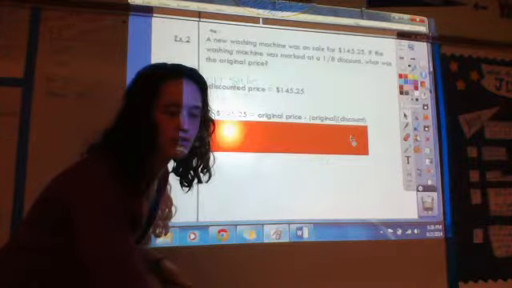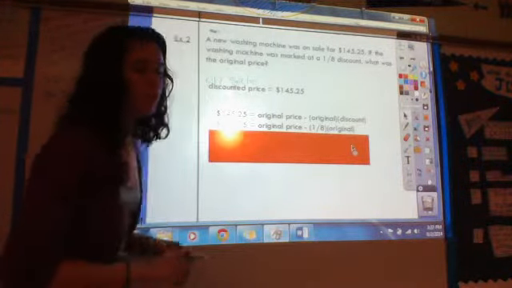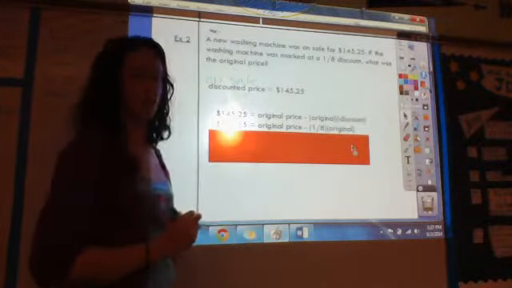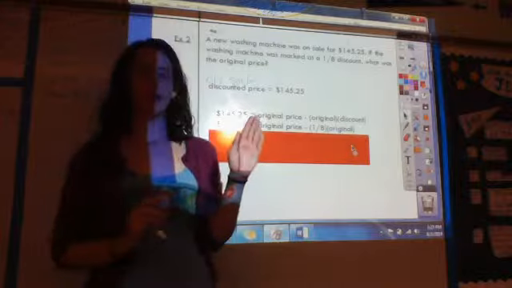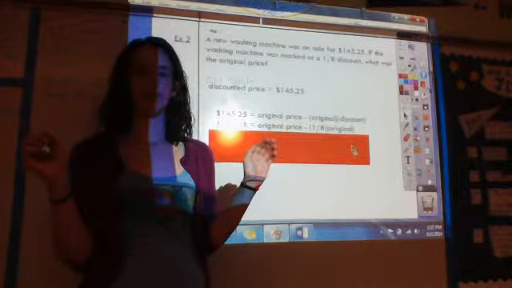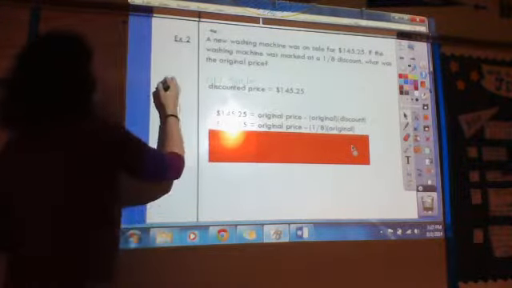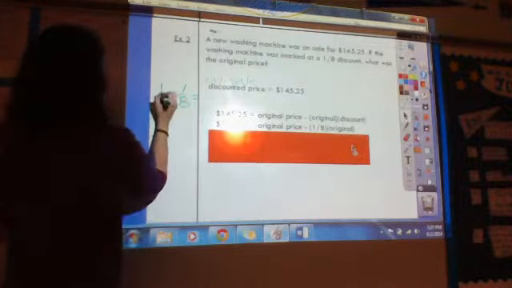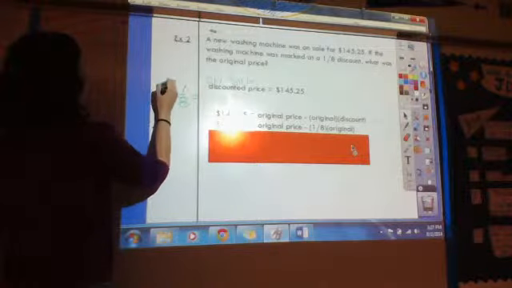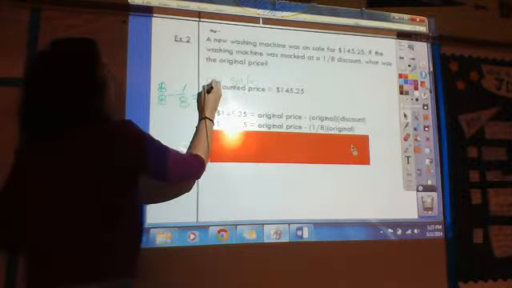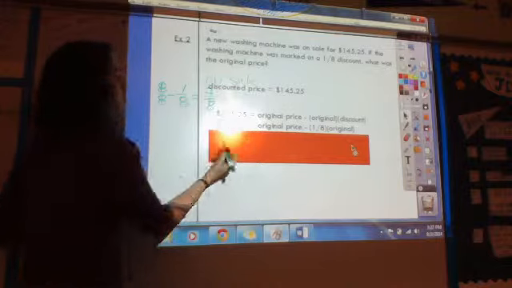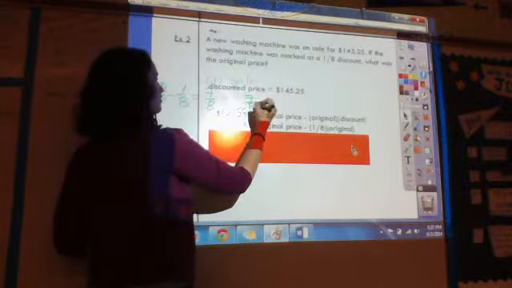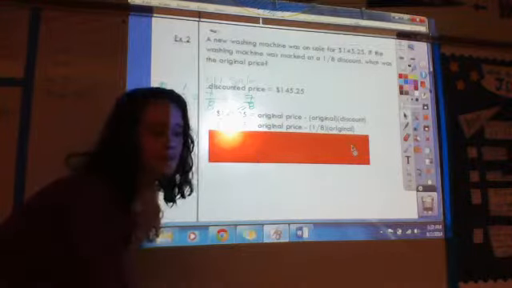How do we work backwards? We're going to see that $145.25, we still don't know the original price, but we do know that we got 1/8 discount. So if you had 1 and you took away 1/8, what would you have left? Very good. If you had 1 and you took away 1/8, this is really the same thing as 1 over 1 or 8 over 8. So you're going to have 7/8 left. So this price, $145.25, is actually equal to 7/8 of the original price, which you'll see right here.